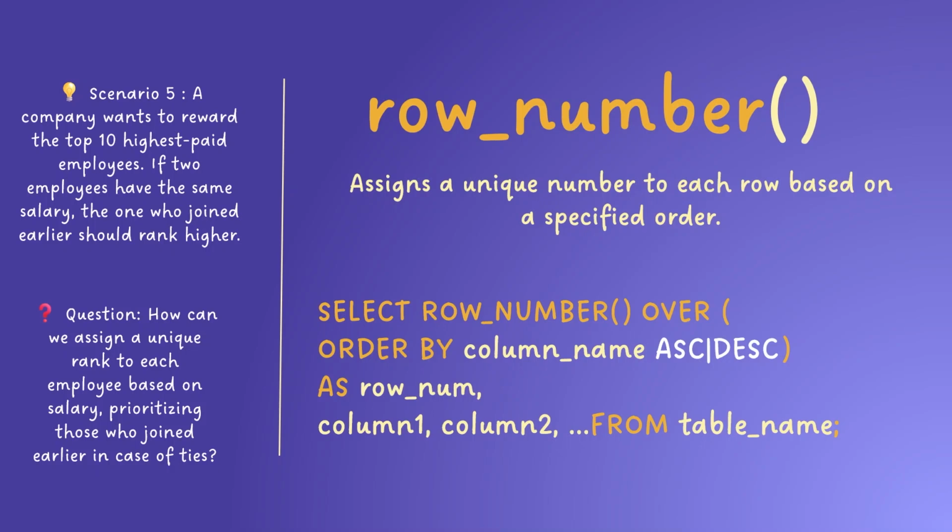So using the OVER keyword, we are going to tell it, okay, you need to give row numbers depending upon this column. So you write the OVER keyword and then you write the column name. Here we are going to order it by ascending or descending, because we want the maximum salary to be on the top. And then we can also use the AS keyword, which is used as an alias, a name for a column, as row number, and then followed by that you have column 1 and column 2 from table.